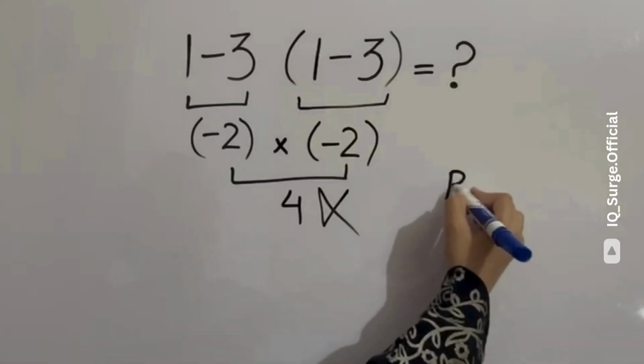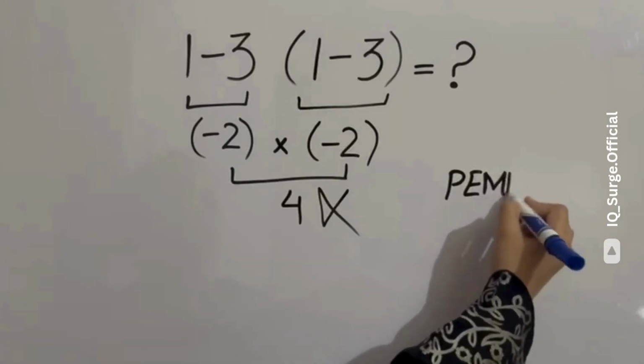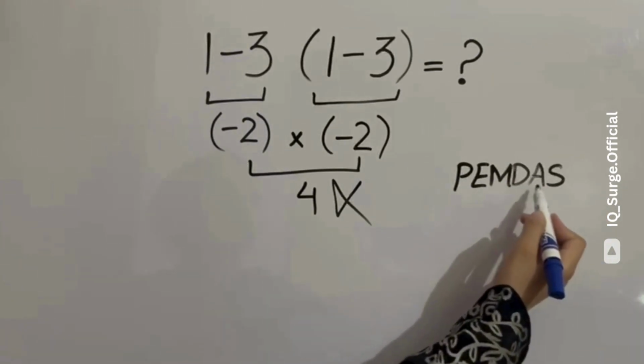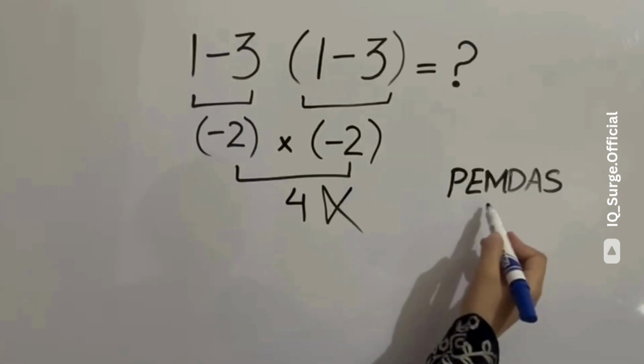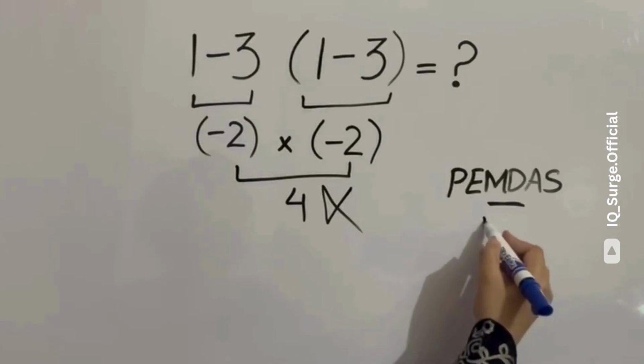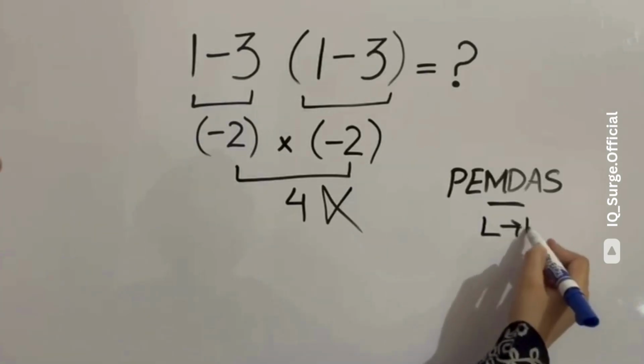We follow the order of operations also known as PEMDAS. Parentheses, exponents, multiplication and division, addition and subtraction. Remember that multiplication and division have equal priority and we have to work from left to right.